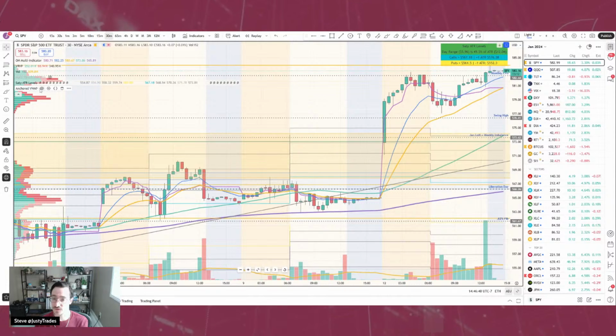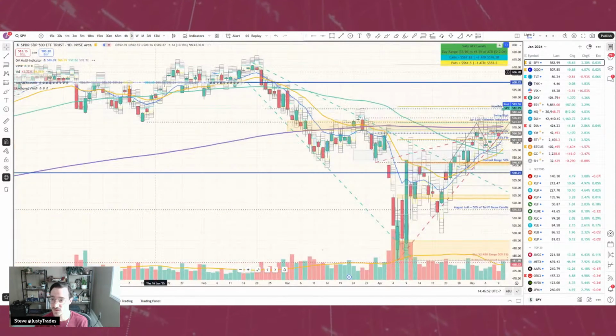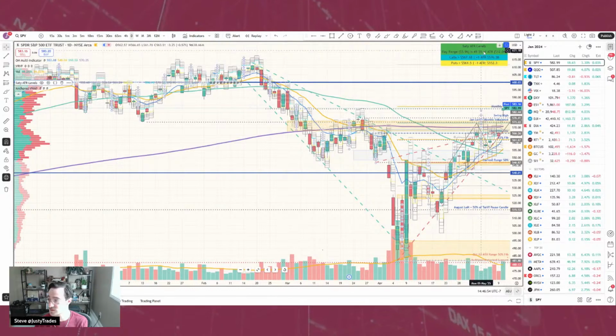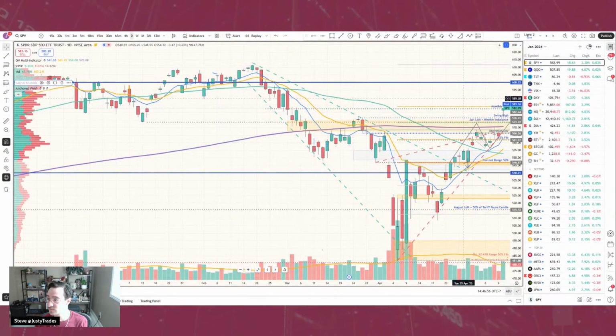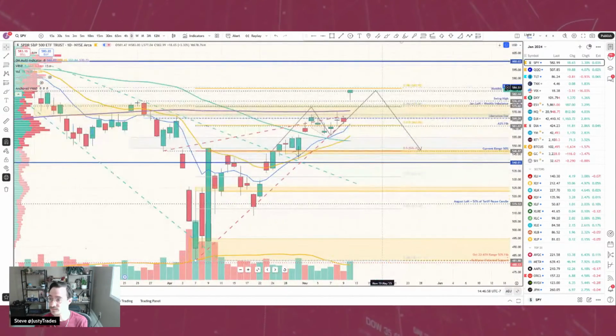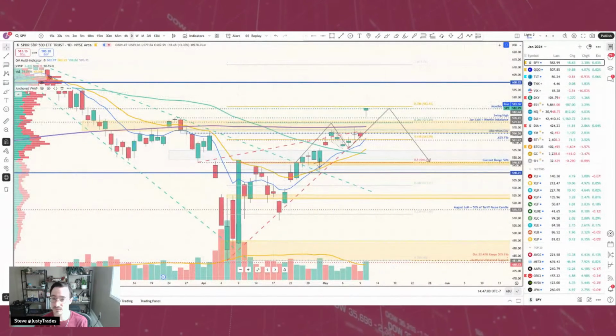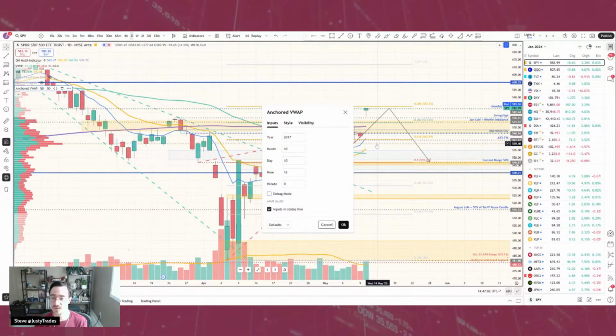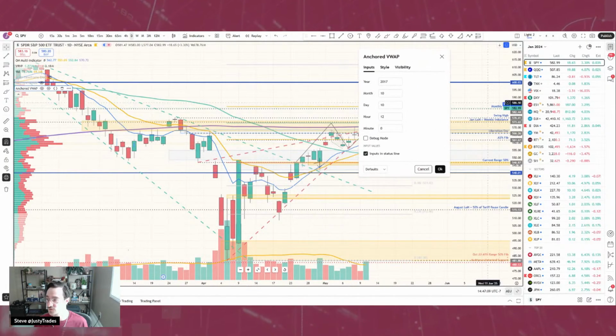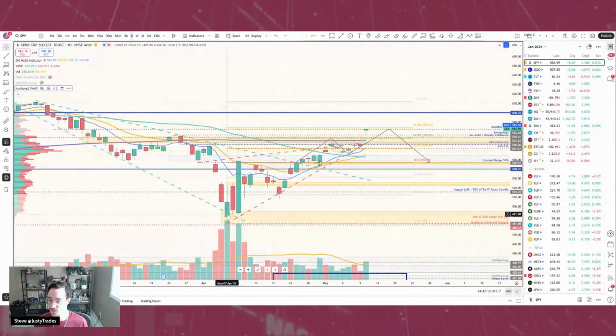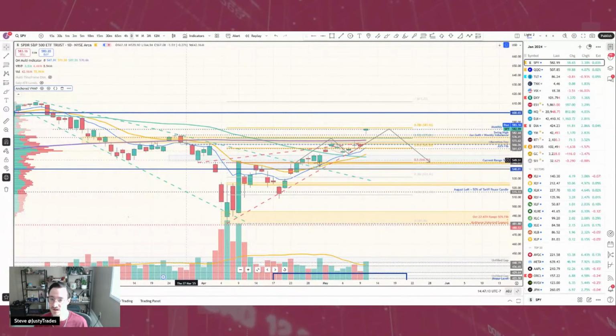So I think anchored VWAPs are very useful to talk about too, especially on daily time frames. Let's clear this up a little. So an anchored VWAP, we talked about VWAPs. An anchored VWAP is the exact same thing, but you're anchoring it to one specific date. So for example, we can anchor it to the low, which was Monday the 7th.